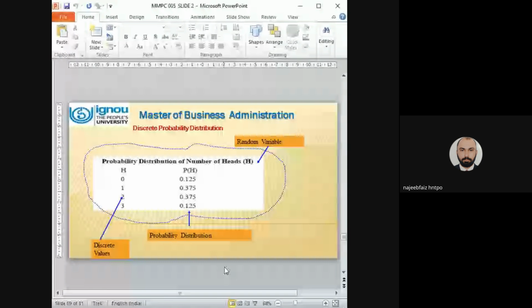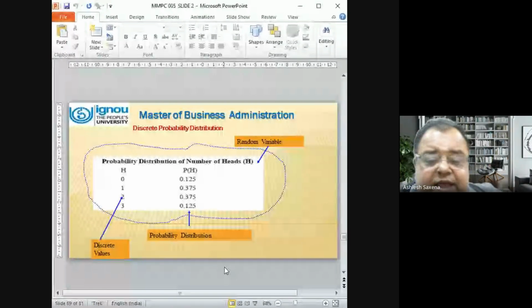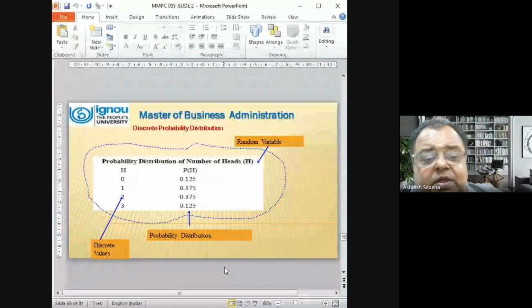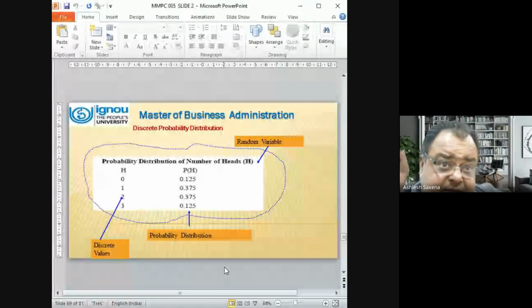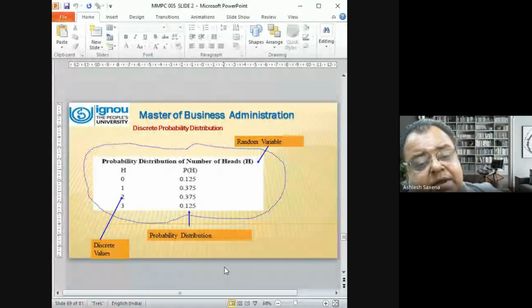That is what I'm asking. This is what I told you. The summation of all the probabilities will be 1. That means the calculation is correct. Now you can see we are getting the values 0, 1, 2, 3, that is your discrete values. The random variable is the number of heads, and the probability distribution is the whole chart.